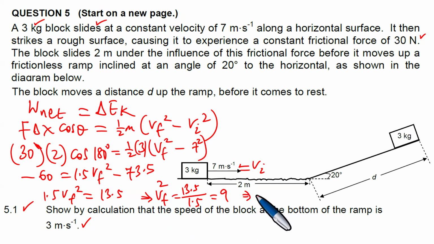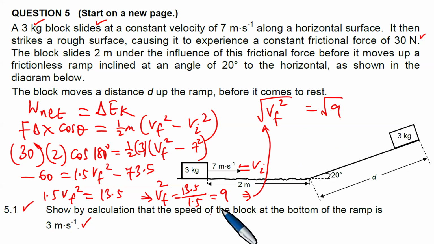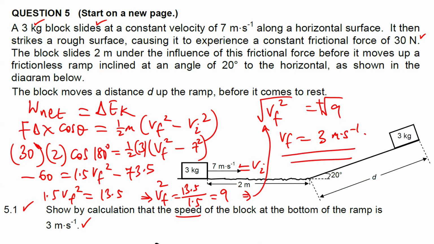So vf squared is 9. You apply the square root on both sides. Remember that we want the speed, so we only take the positive, which means the final speed is 3 meters per second. And that is the answer: 3 meters per second.